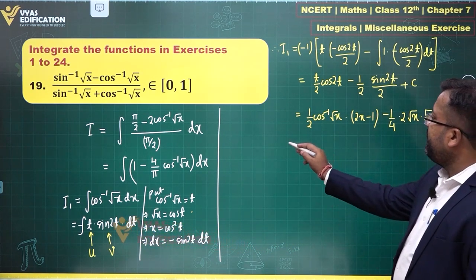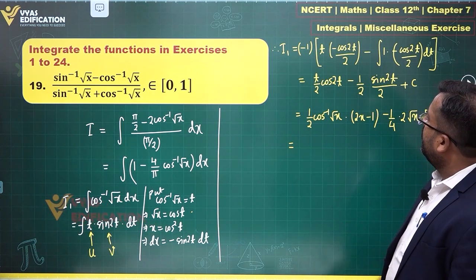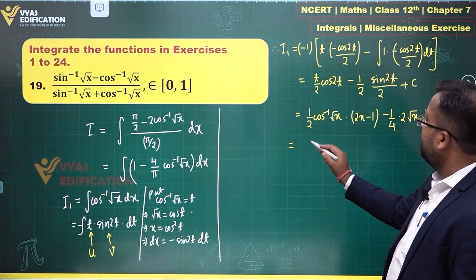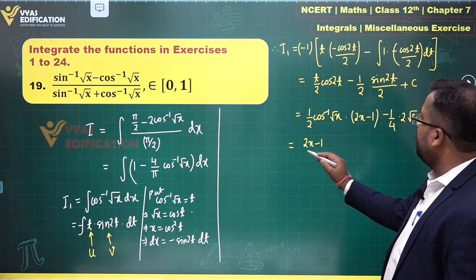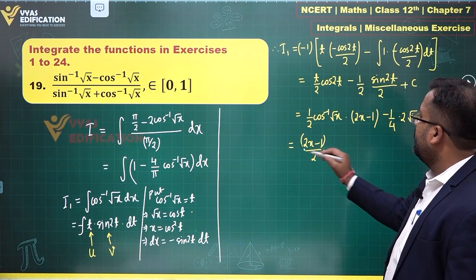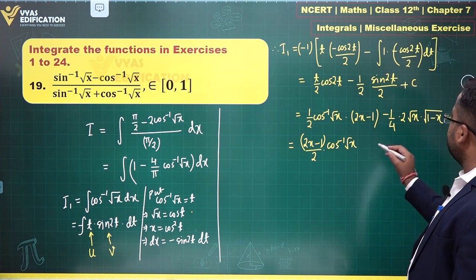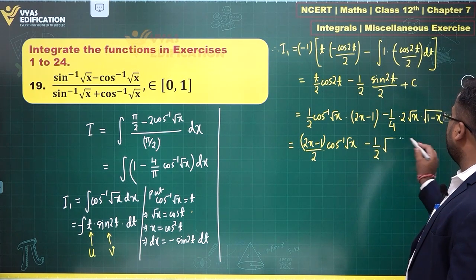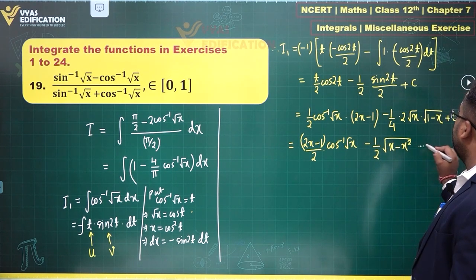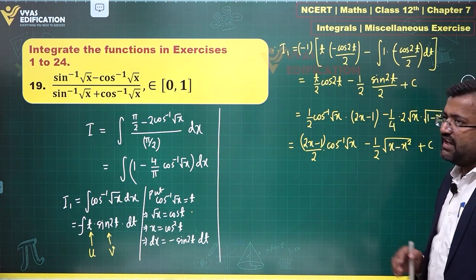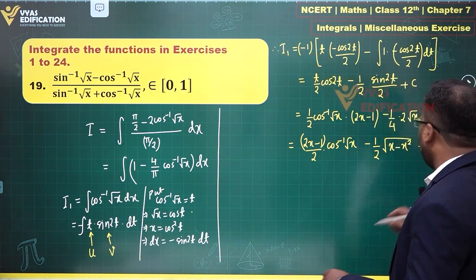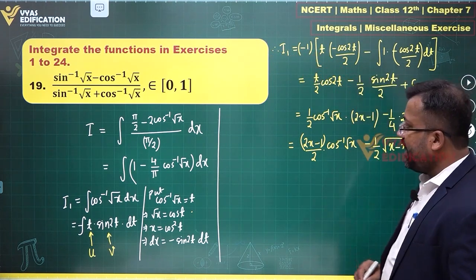So we have almost simplified this. Have we taken care of that minus? Yes. This is 2x minus 1 by 2 cos inverse root x, and this is minus 1 by 2 root of x minus x square plus constant. But is this a final answer? No, this is just the value of I1. Let's write the value of I.